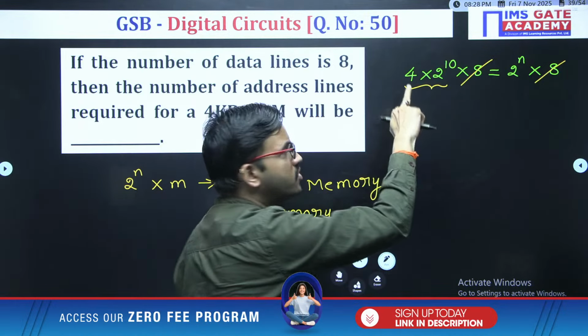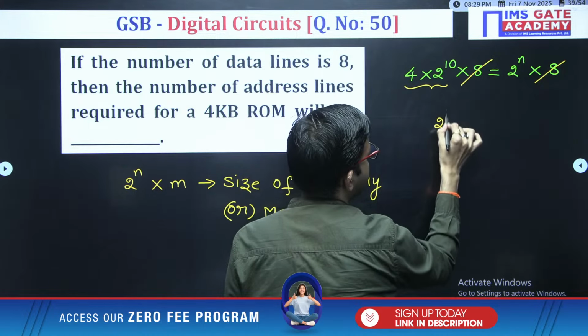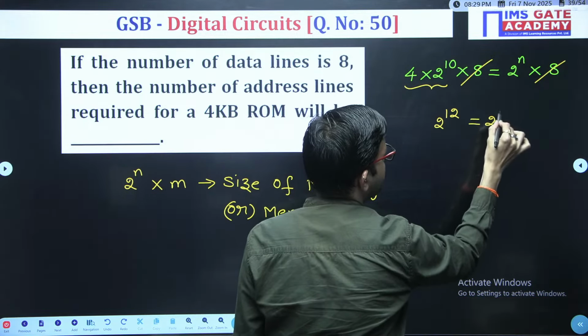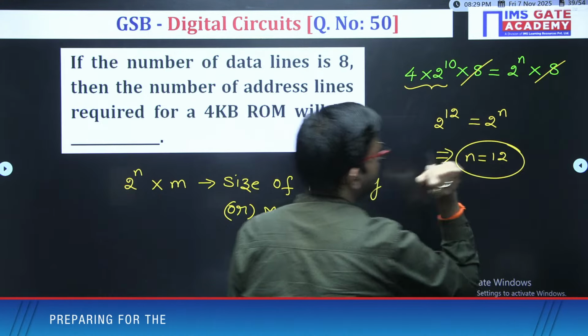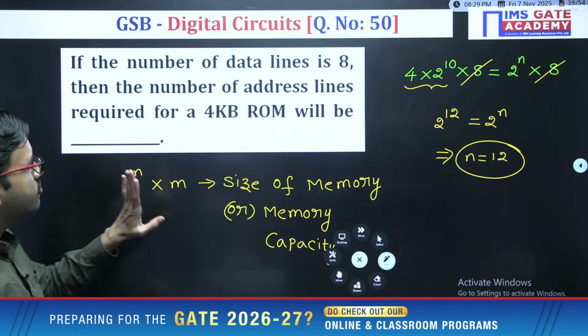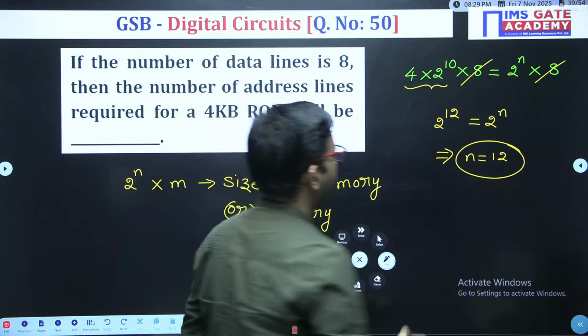2 square is nothing but 4 into 2 power 10. That means 2 power 12. 2 power 12 equal to 2 power n. From here, what are you getting? N value is 12. N value is 12. That's all. The number of address lines we asked, the answer for this question is 12.